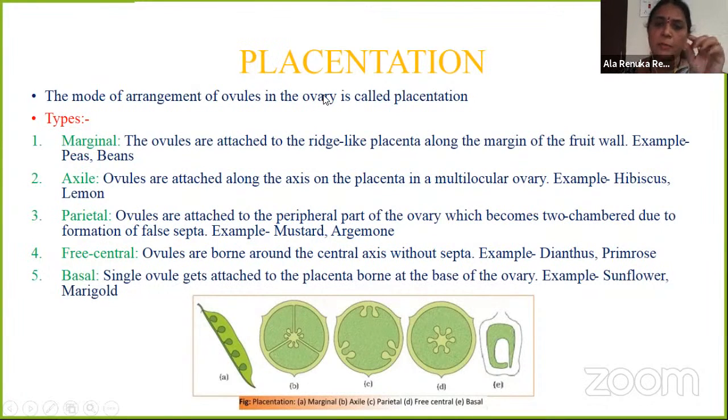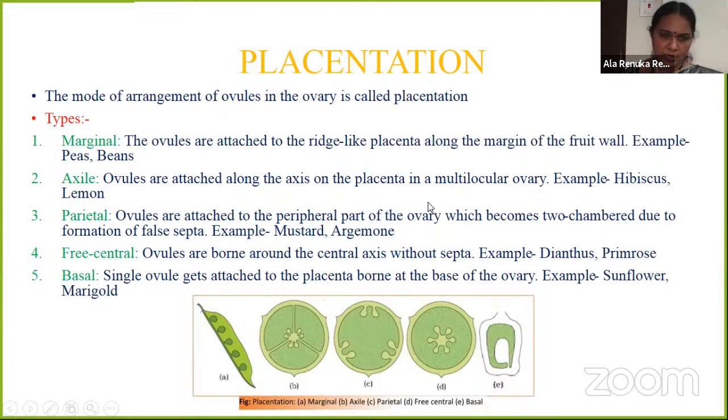And what is the placenta? The placenta is the cushion-like structure which will fix the ovule, attaching the ovule to the ovary wall. The ovule gets attached to the ovary wall with the help of the placenta. However the placenta is arranged, so will the ovules be arranged. So the arrangement of ovules in the ovary is called placentation.